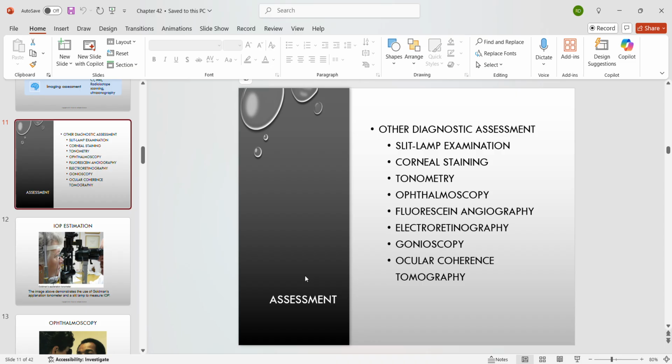Ophthalmoscopy is also known as fundoscopy. It's a procedure used to examine the back of the eye, including the retina, the optic disc, the choroid, and the blood vessels.